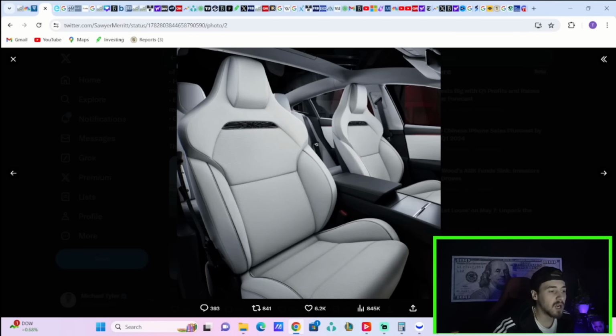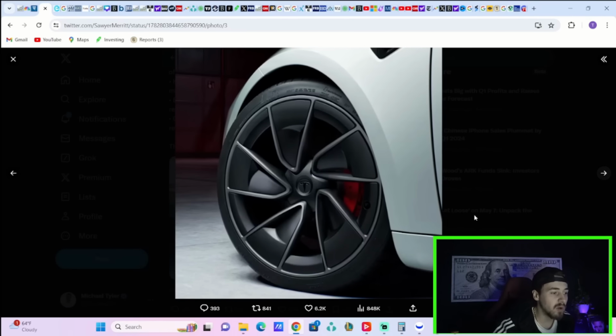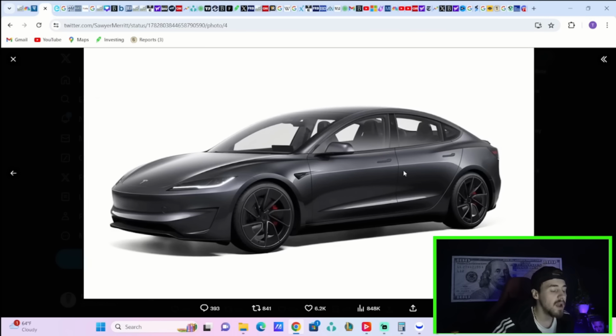The seats are custom seats for the Model 3 Performance and just absolutely beautiful. Same with the wheels. There's a lot of other specs as well, like suspension. There's actually going to be software updates to the suspension to make it a lot more comfortable and a lot of smaller nuances, but I wanted to share the main key points.